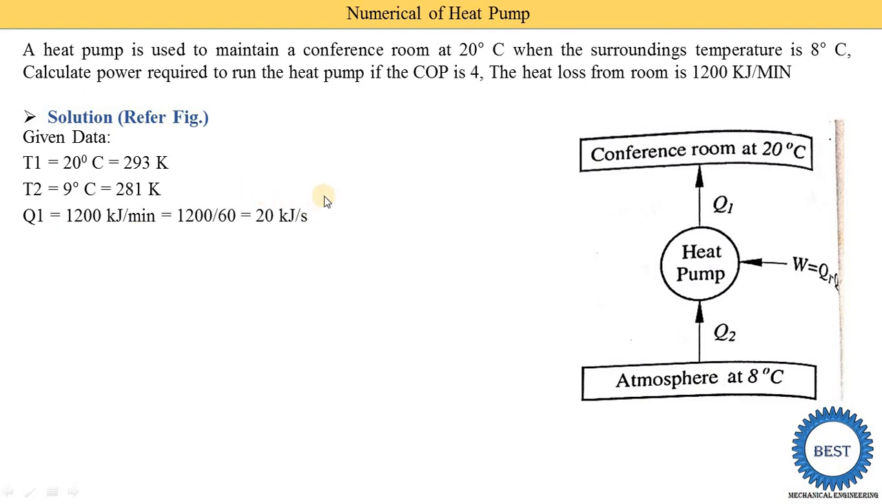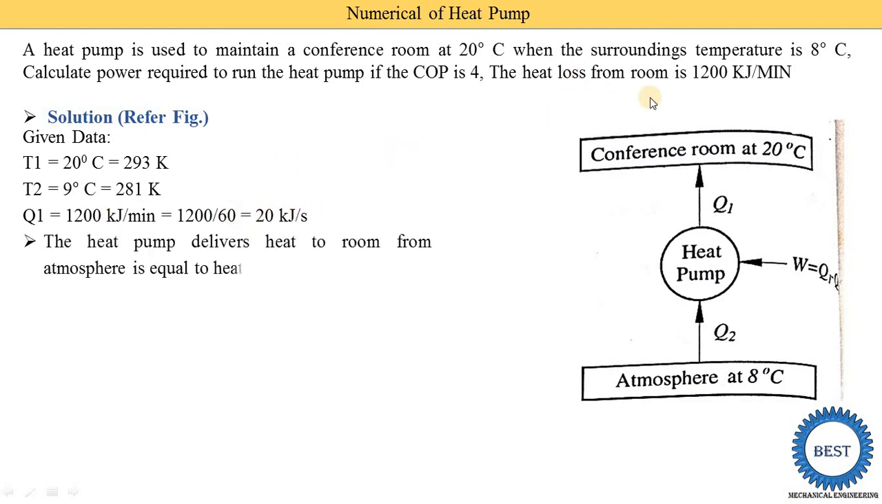Q1 is given, Q1 is 1200 kilojoule per minute. Here we need to convert it to seconds, so we divide it by 60, because in 1 minute there are 60 seconds. So it is 20 kilojoule per second. Now here the heat loss is given.